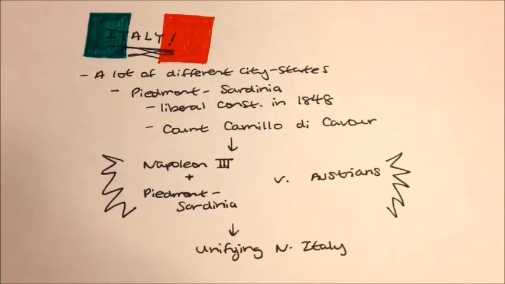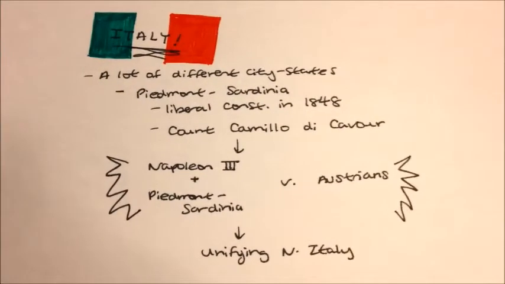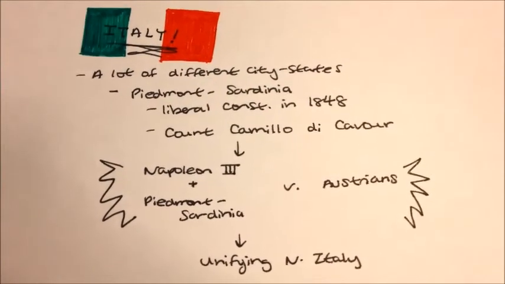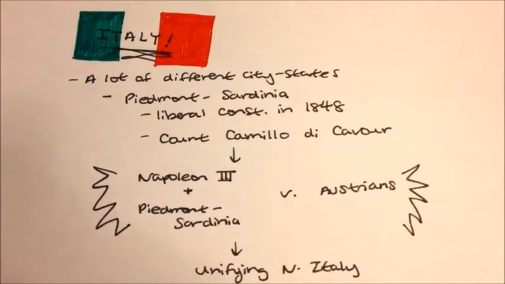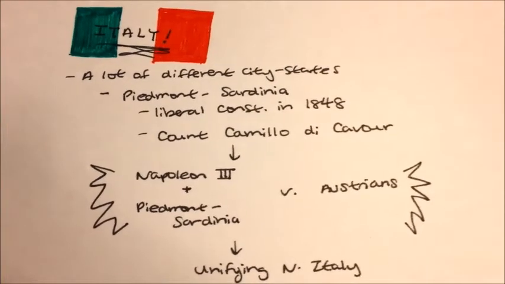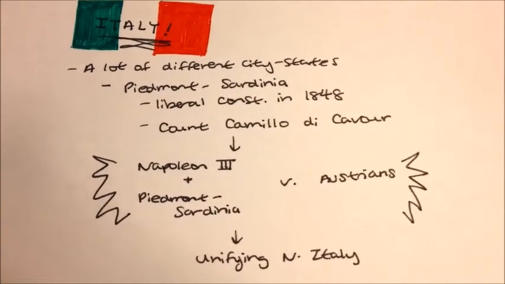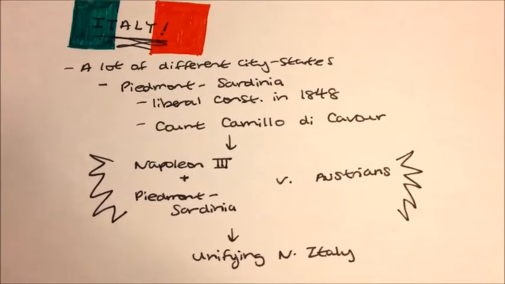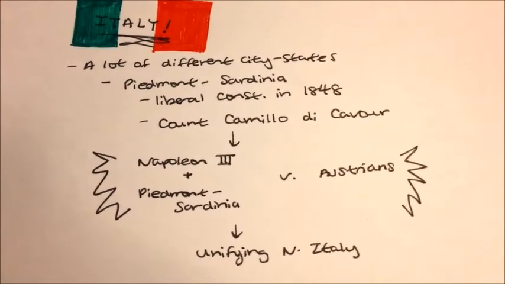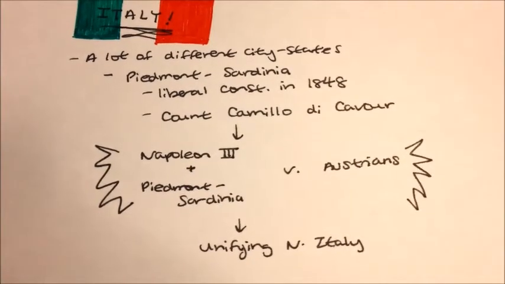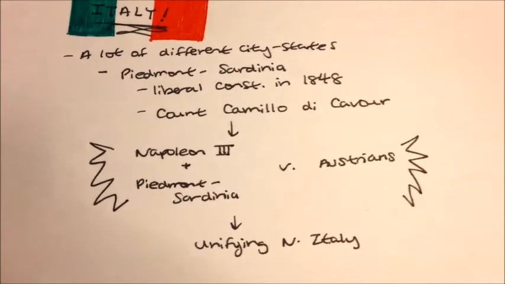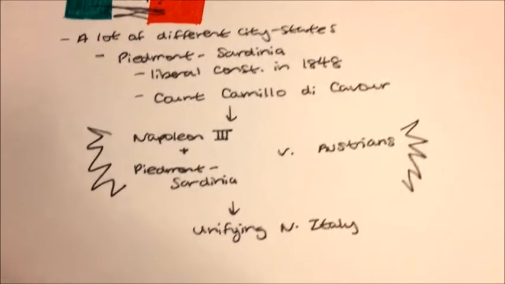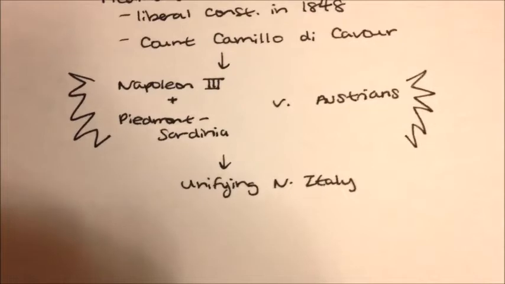In Italy, there were many different city-states, just like in Germany, and among these, the largest and most powerful was Piedmont and Sardinia. Piedmont and Sardinia had a liberal constitution formed in 1848, and its prime minister was Count Camillo di Cavour. Now, in an effort to unify northern Italy, Count Camillo di Cavour decided to ally with Napoleon III of France and fight a war against the Austrians. They won the war, despite the fact that it was very bloody, and ended up unifying northern Italy.